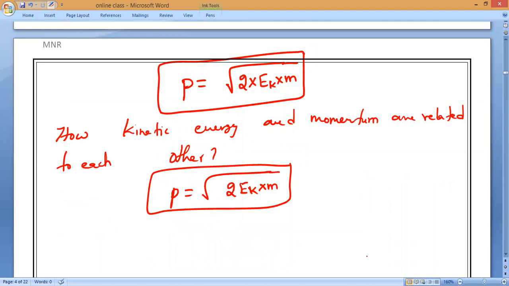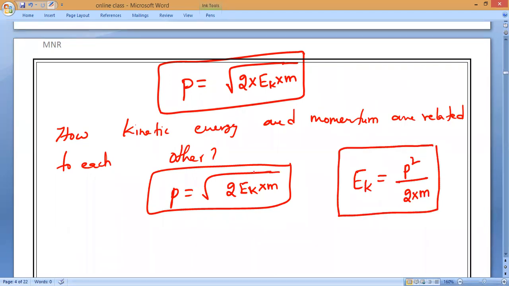Or else we can say kinetic energy is equal to P square divided by 2 into M. This is the formula. The root will go to the other side as a square, and the 2 and Ek multiplication will go to the other side as a division. That is also something you have to remember. Do it now.